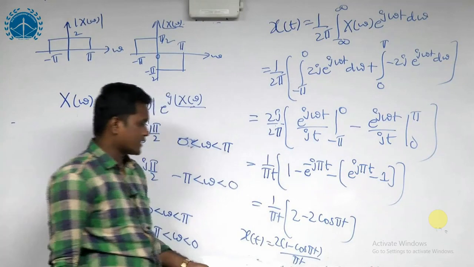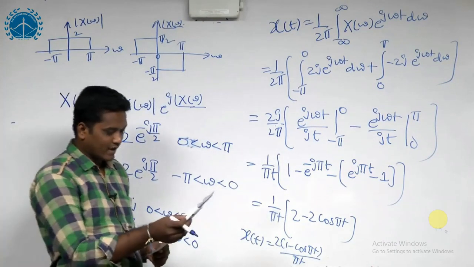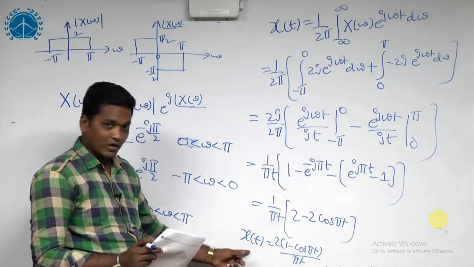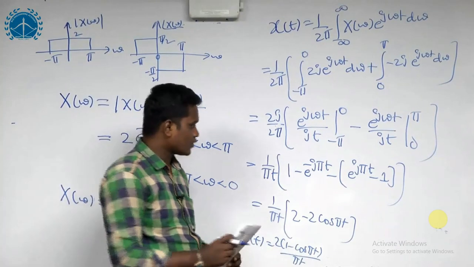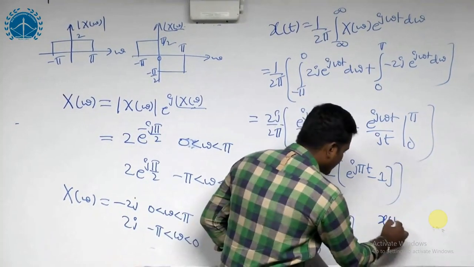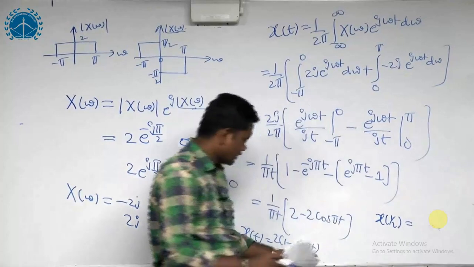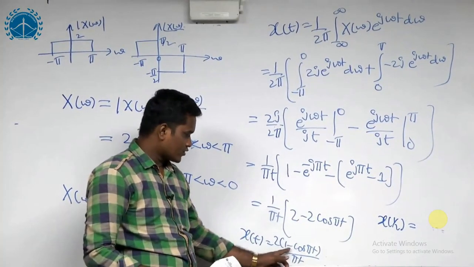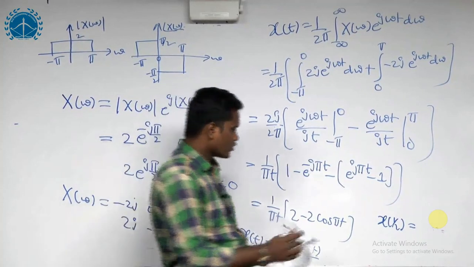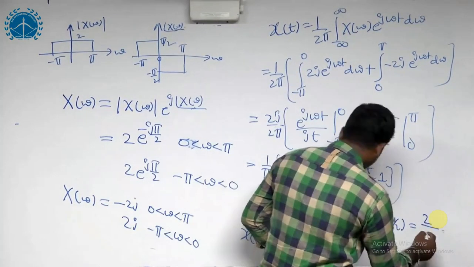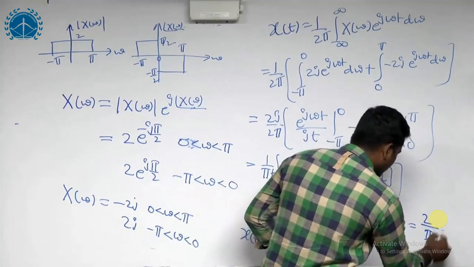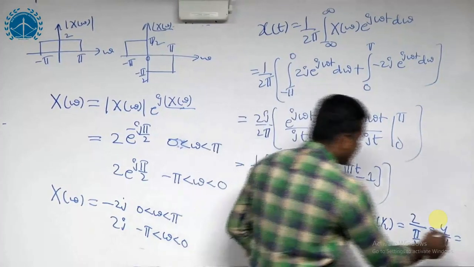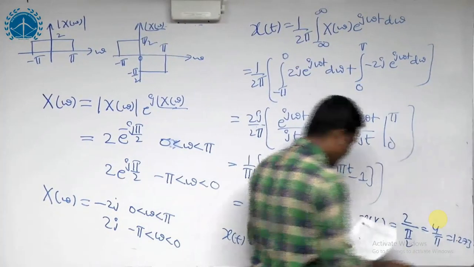This is the signal. Now in the problem, what is the value of the signal at t equals to 1 by 2? If you substitute t is equals to 1 by 2 here, x of 1 by 2 is equals to, cos pi by 2 is 0. So 1 minus 0, 1. So 2 divided by pi by 2, this is equals to 4 by pi. So the value of 4 by pi is 1.273. This is the answer.